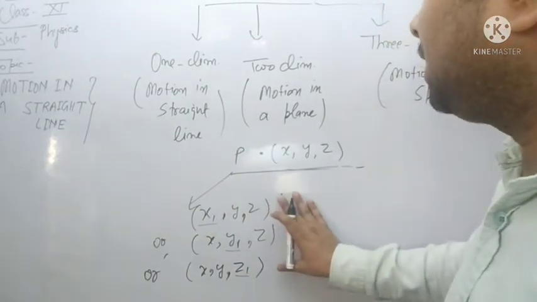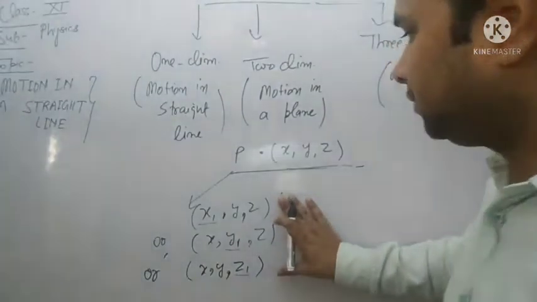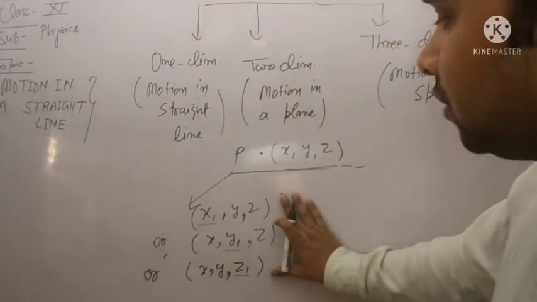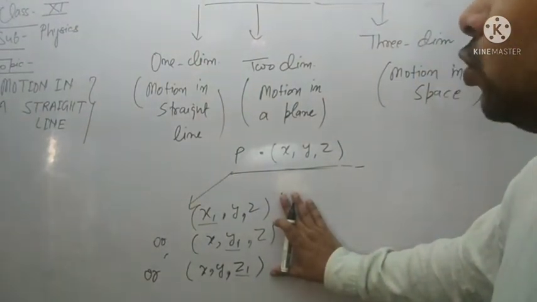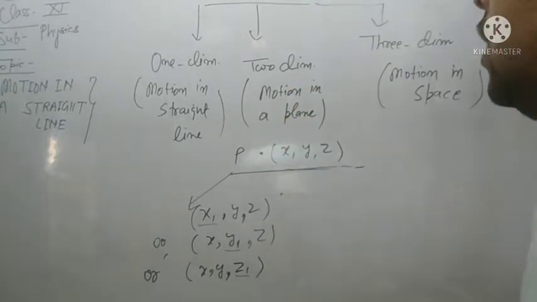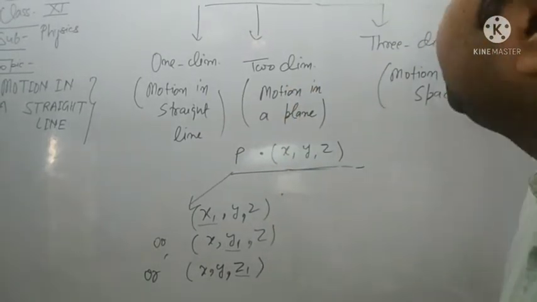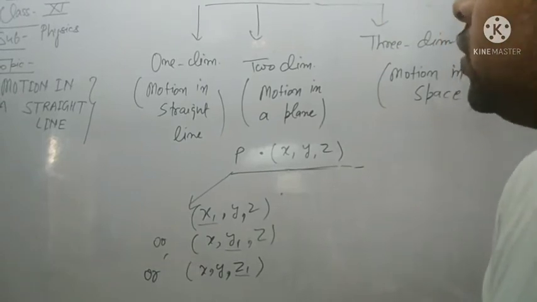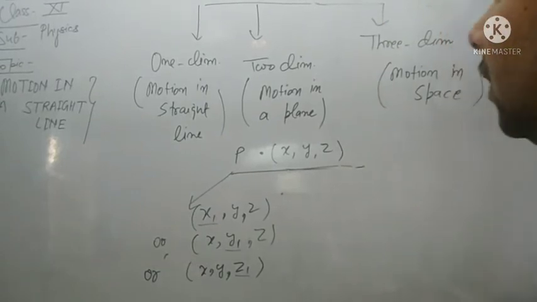So this type of examples, with the given coordinates, the body's motion will be in one dimension. Now see the second one, two-dimensional motion, या बोलेंगे उसको motion in plane, motion in a plane.